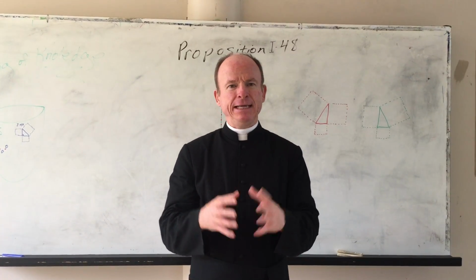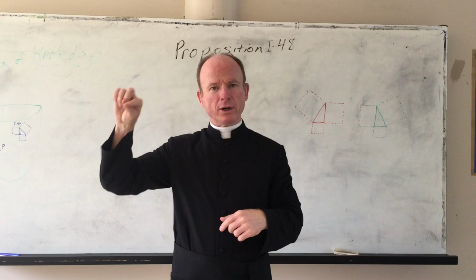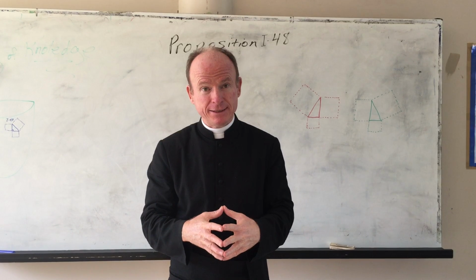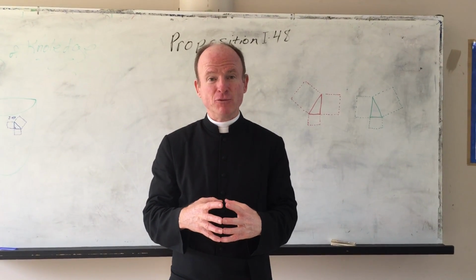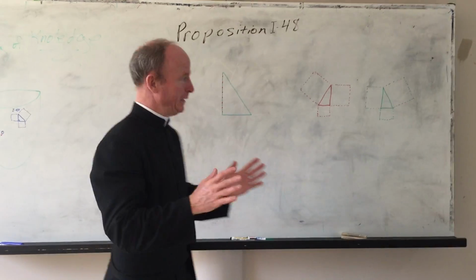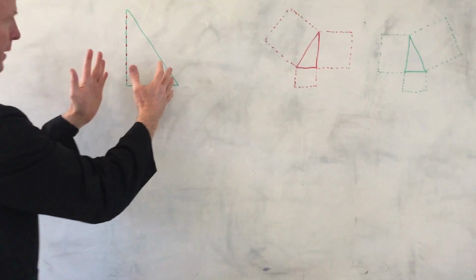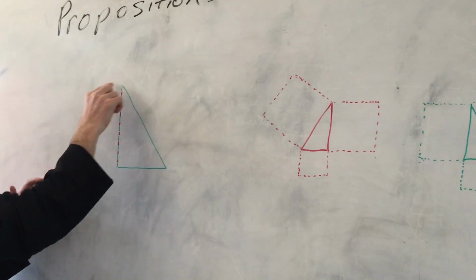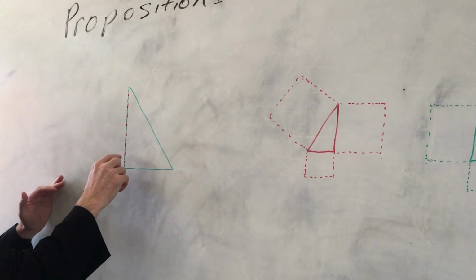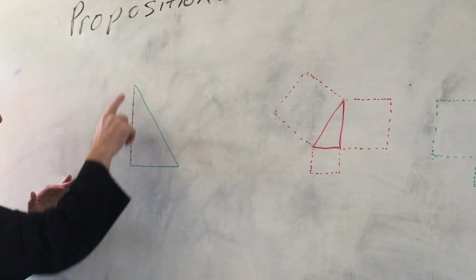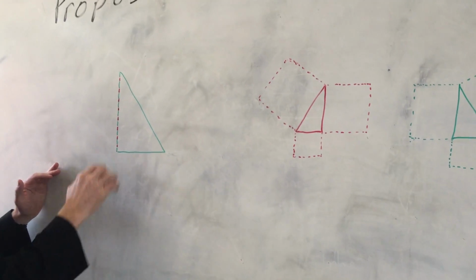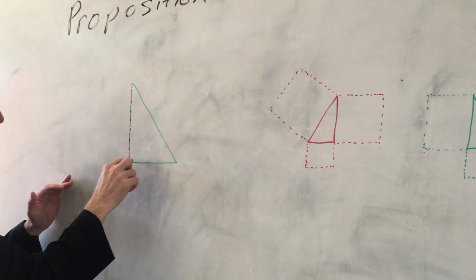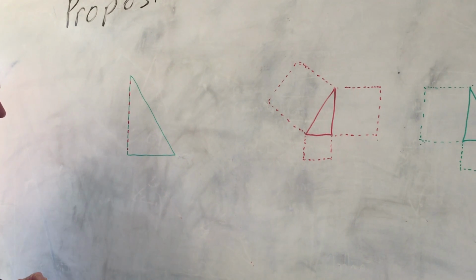Proposition 48. If in a triangle, the square on one of the sides equals the sum of the squares on the remaining two sides, that triangle is a right angle triangle, okay? Here we have our given, a triangle, and it's given that the square on one of the sides is equal to the squares on the remaining sides. Thus, it is required to show that that triangle is a right angle triangle such that the lines with the squares on the remaining sides are the ones containing the right angle, okay?